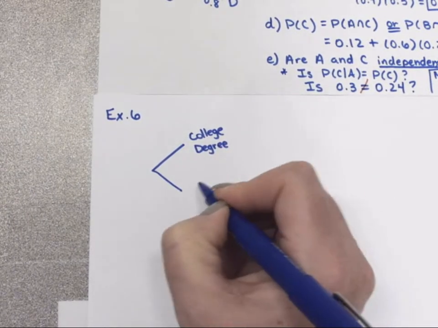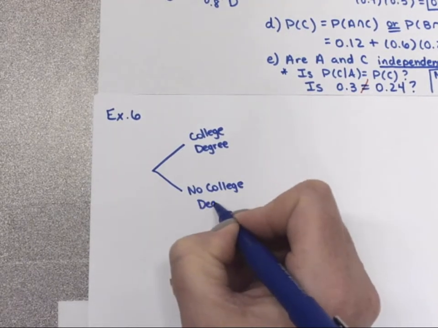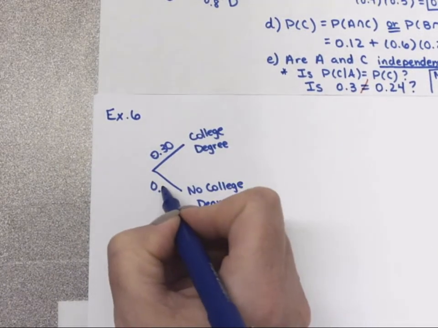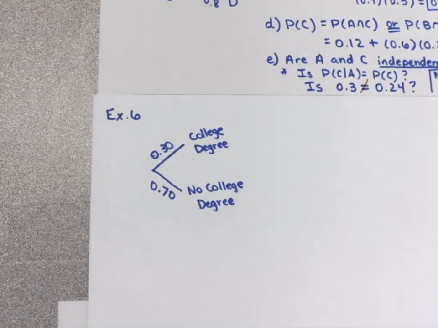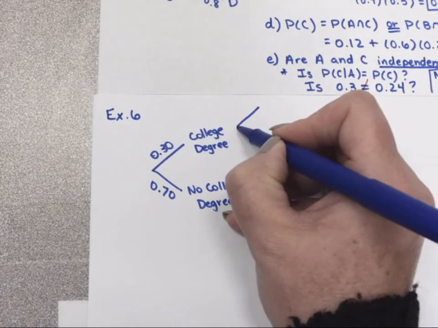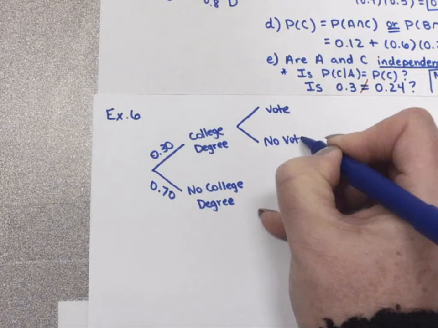let's say we split the population up into college degree versus no college degree. I think these numbers are old, but we're going to go with it. Let's say 30% of the general population has a college degree and 70% doesn't. Notice that this branch in the tree diagram adds up to what, as always? Adds up to 1. So we're either going to go one route or the other route, right? And so then we're going to split up these people into 2 groups based on whether they vote or not.